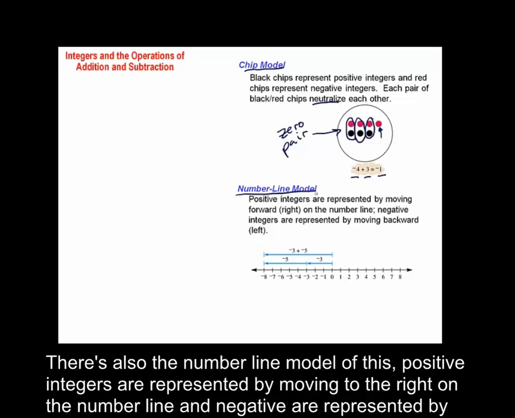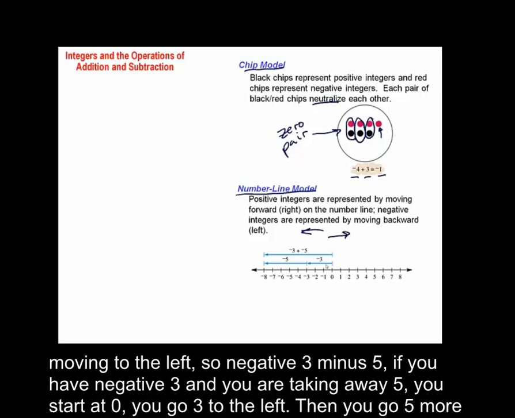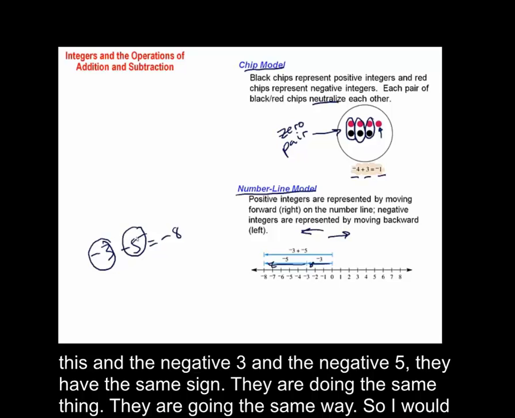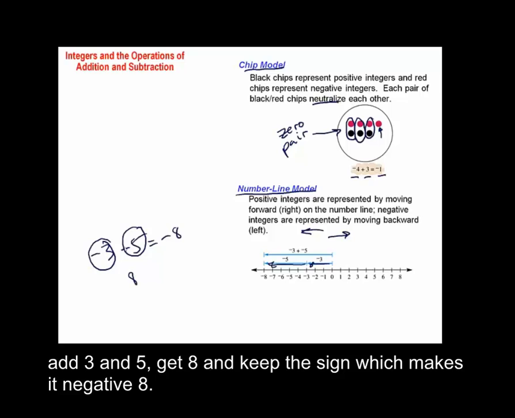There's also the number line model of this. Positive integers are represented by moving to the right on the number line, and negative are represented by moving to the left. So -3 minus 5, if you have -3 and you're taking away 5, you start at 0, you go 3 to the left, and then you go 5 more to the left, and you find out that equals -8. What I usually tell my middle school students or my college students is, I'm looking at this, and a -3 and a -5, they have the same sign. They're doing the same thing. They're going the same way. So I just would add 3 and 5, get 8, and then keep the sign, which makes it -8.